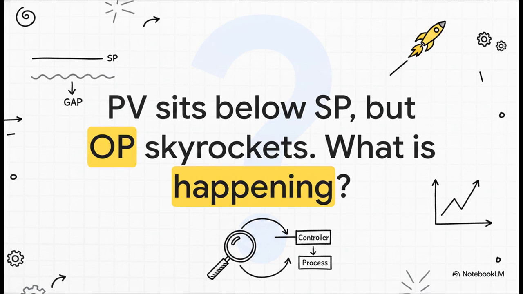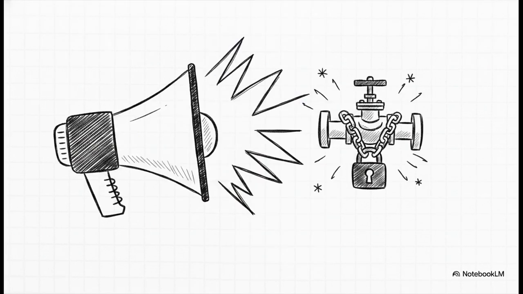So, let's test those new detective skills with a classic scenario you're definitely going to see in the field. Your PV is sitting steadily below the SP, meaning there's a persistent gap between reality and your target. But your controller output, the OP, is just skyrocketing, climbing higher and higher towards 100%. What in the world is happening here? Well, if you guessed a mechanical failure, you hit the nail right on the head. This reveals an equipment fault, not a tuning problem.